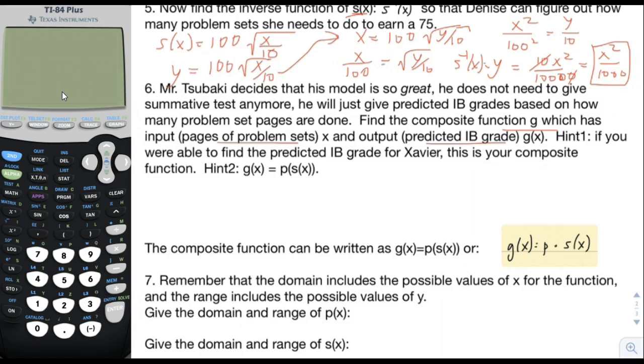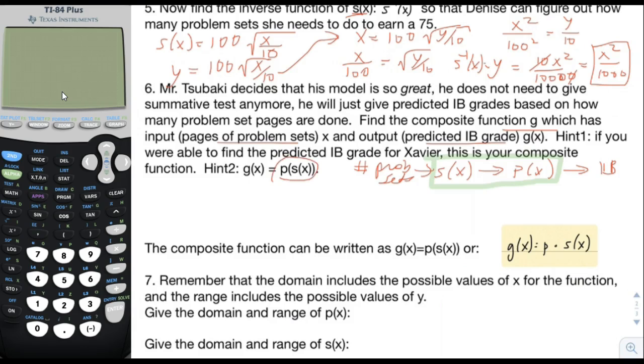So it's kind of like you do the S of x function, and then you feed the output into the P of x function, and then out comes the IB grade, right? And what do you put inside? You put inside the number of problem sets, right? So we're going to make a function that's going to be a cascade of the S function and the P function. So the way you do that is you do this.